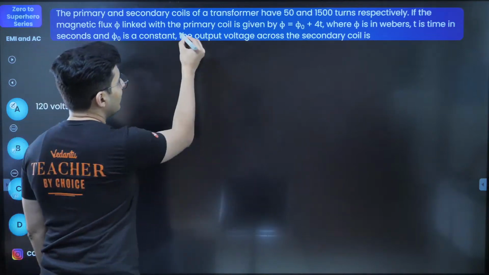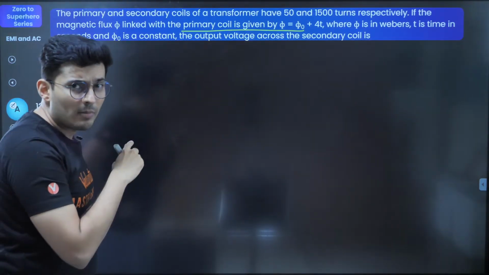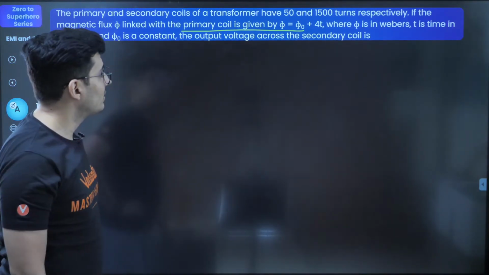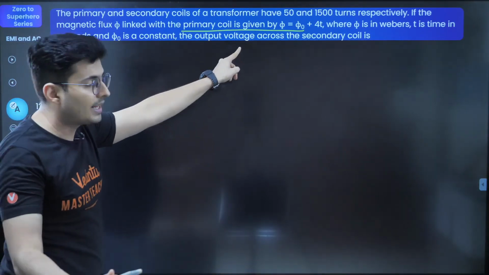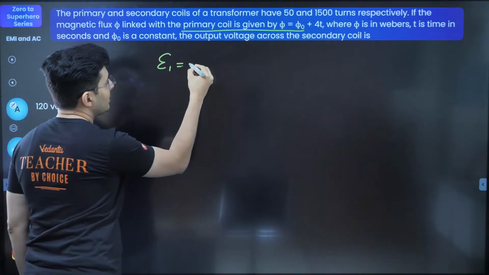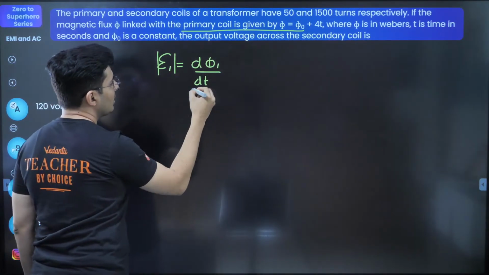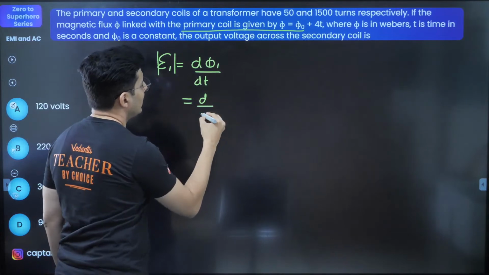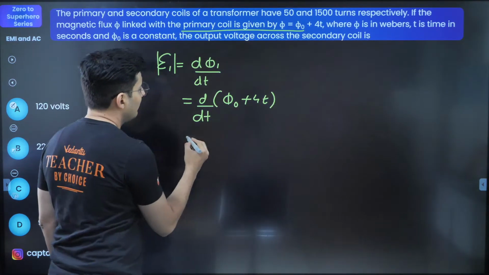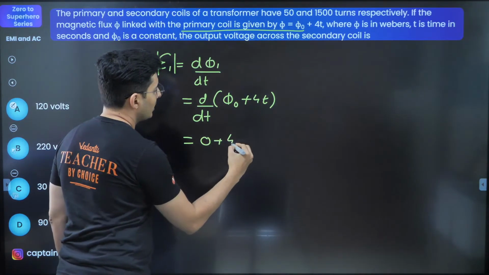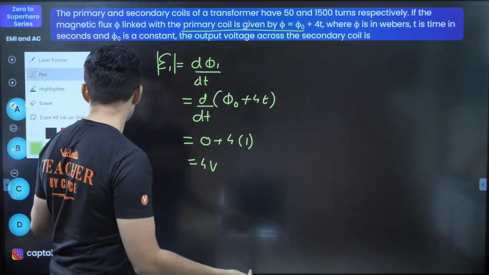So the primary coil's flux is given. And it's a transformer. If I know the primary voltage, I can find the secondary voltage as well. How do I find primary voltage? From flux, Faraday's law. So primary voltage will be d phi 1 by dt. I'm just interested in the magnitude. So the rate of change of flux will be d by dt of phi naught plus 4t. Derivative of a constant is 0. Derivative of 4t is 4, since t's derivative is 1. So it will be 4 volts.